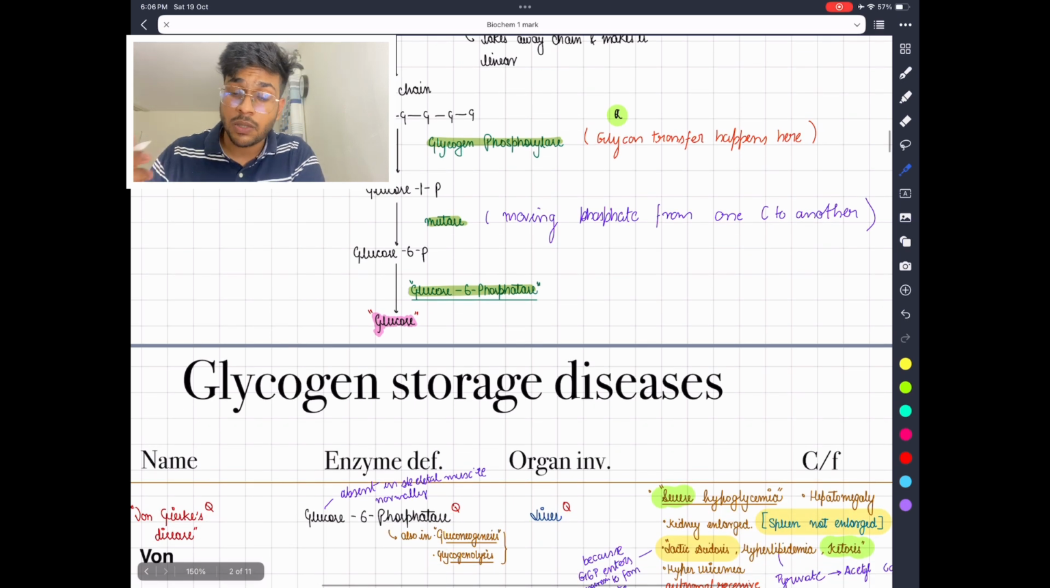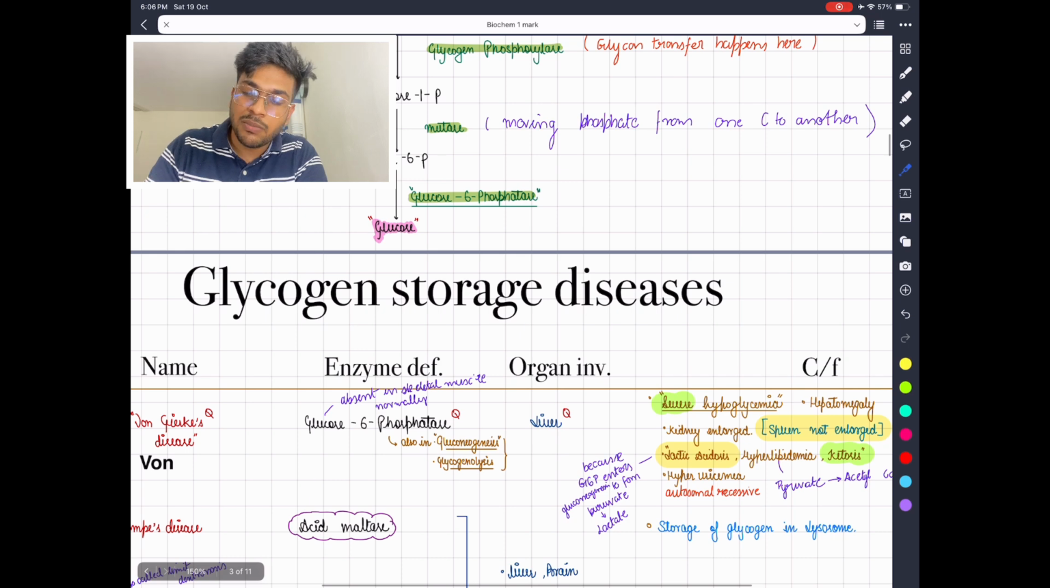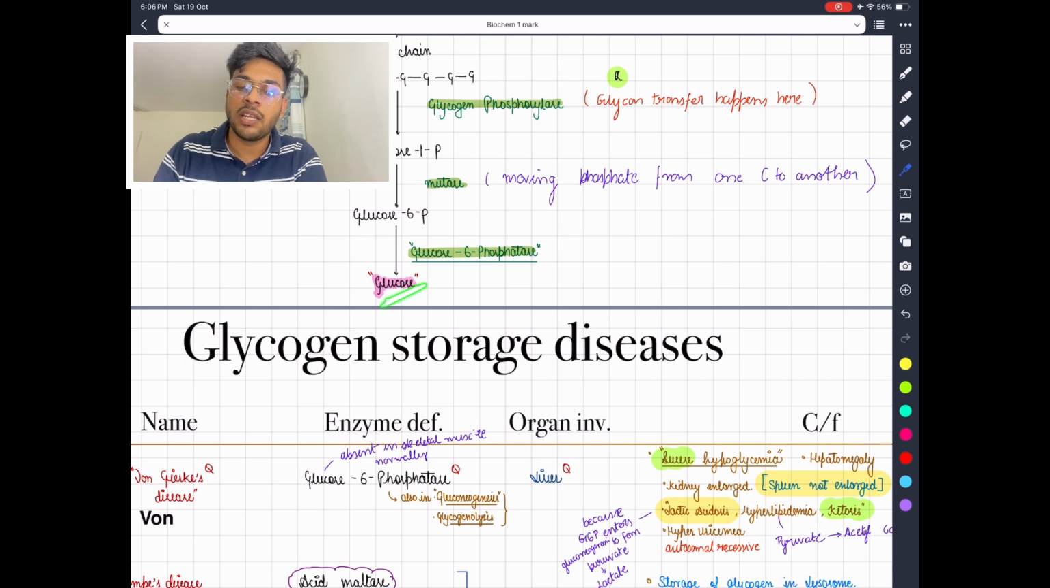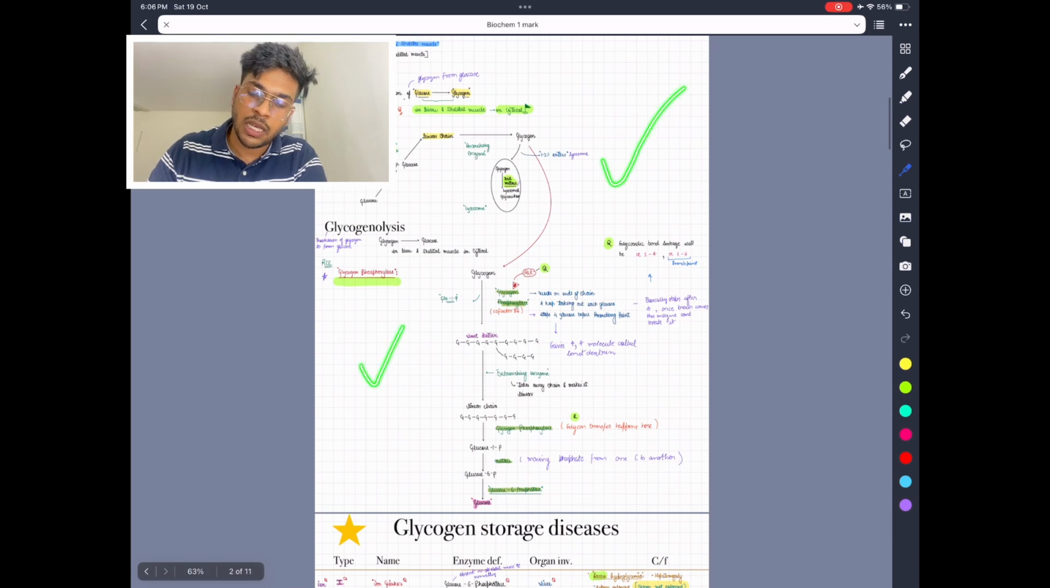Now G1P gets converted into G6P by an enzyme called mutase. It moves the phosphate from the first position of the glucose to the sixth position, so it will become G6P, glucose 6-phosphate. Then it uses an enzyme called G6 phosphatase to remove the phosphate, and eventually you will be left with glucose. So that was glycogenesis, and this was glycogenolysis.